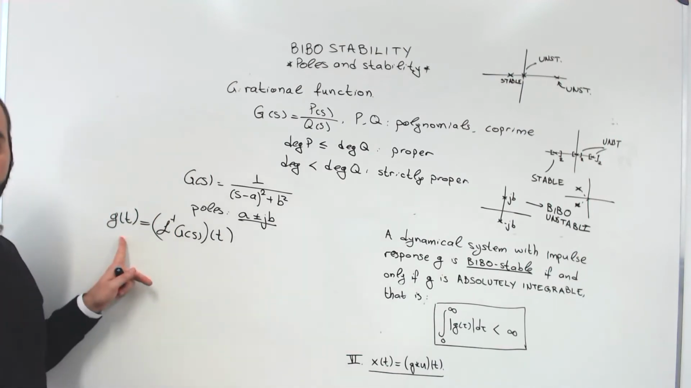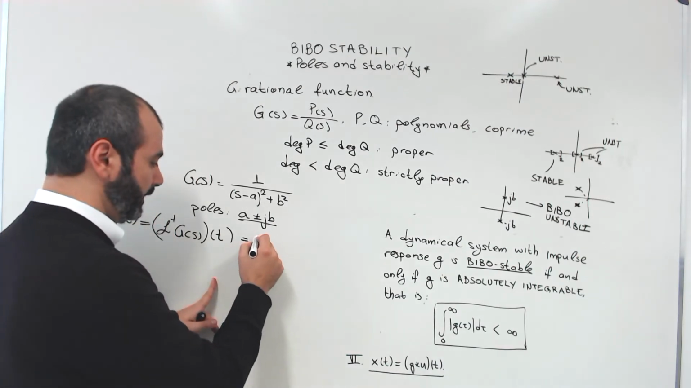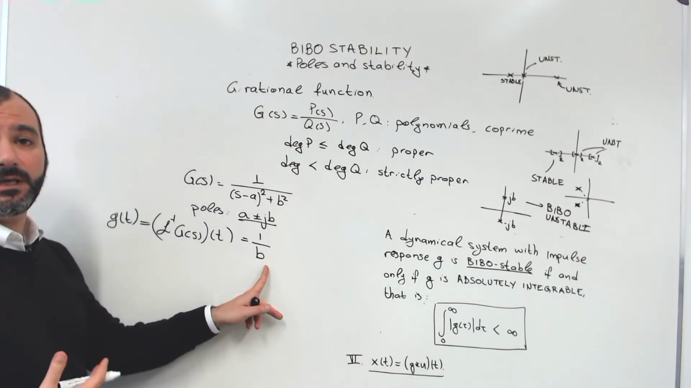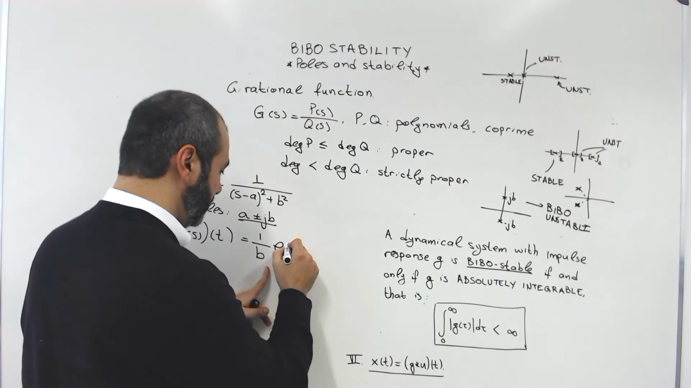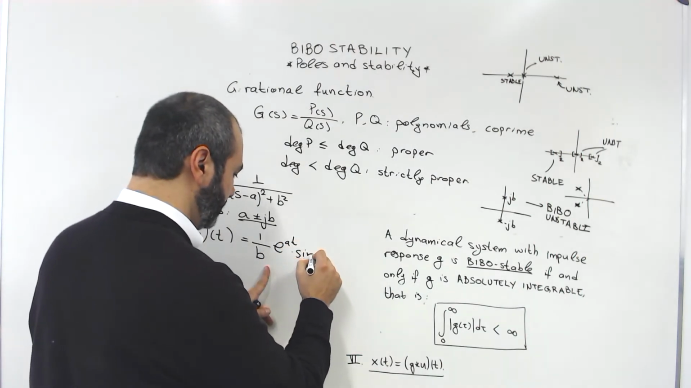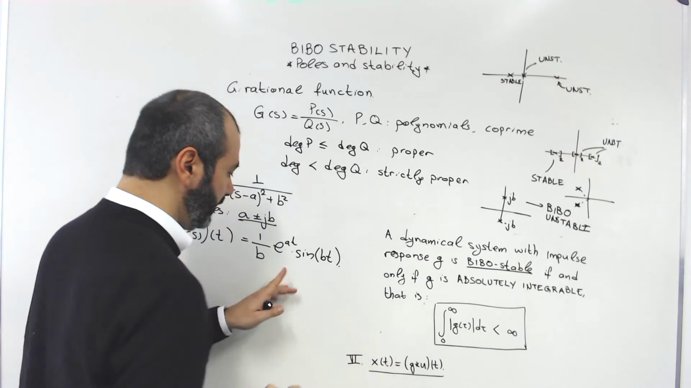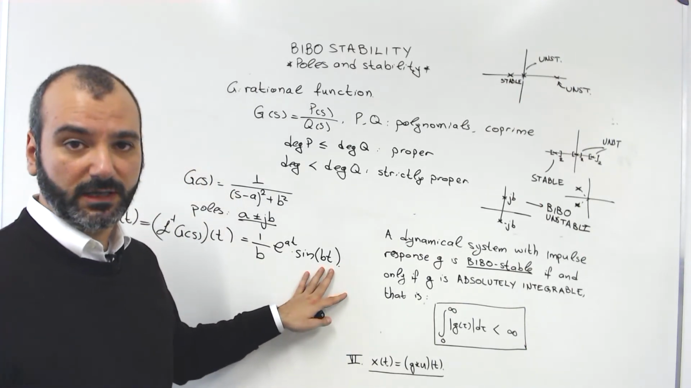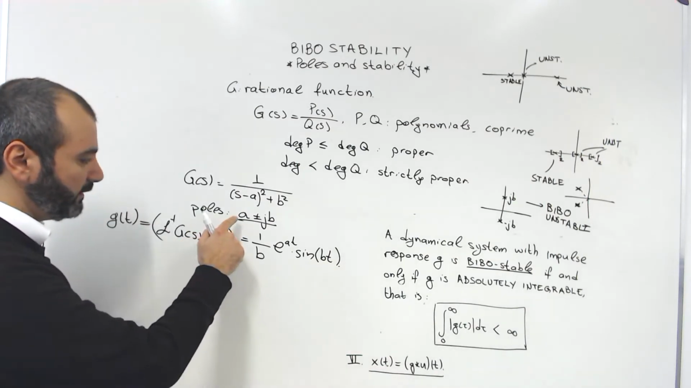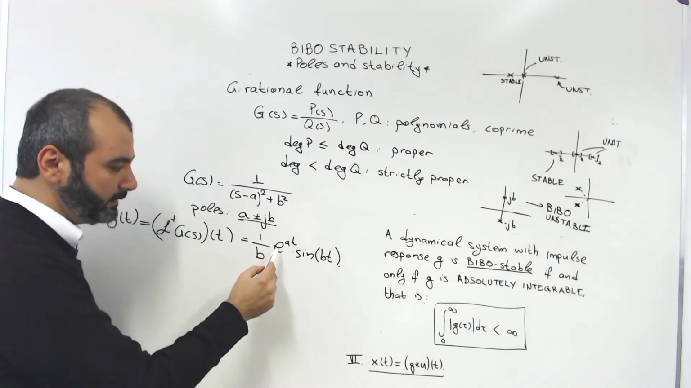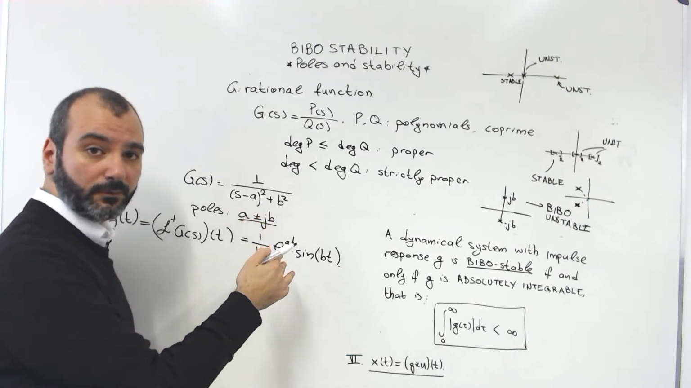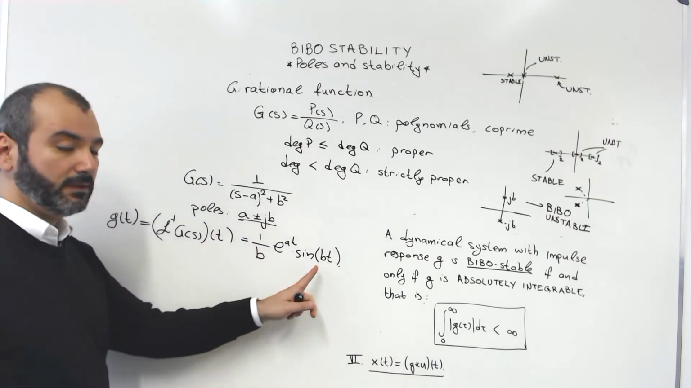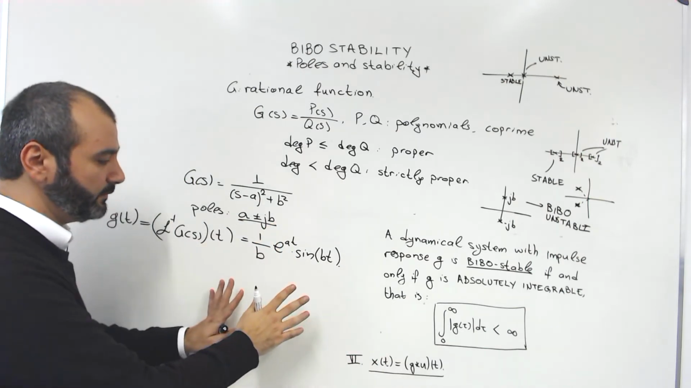What is g lowercase of t? This is 1 over b times a sine times an exponential, so exponential of at times sine of bt. We discussed these things when we introduced the inverse Laplace transform, and you see here that the real part a determines the rate of growth or rate of decay, and the imaginary part b determines the frequency. So this is a beautiful result.